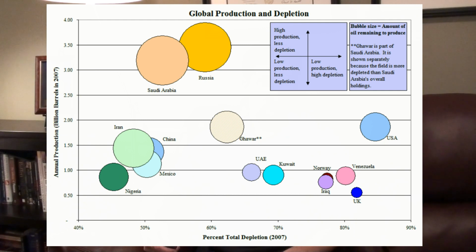Finally, the amount of oil remaining helps put the declines of producers like the United States, Norway, and the United Kingdom into perspective. All are in advanced stages of decline, but the United States has more oil left, even at this stage in its production cycle.